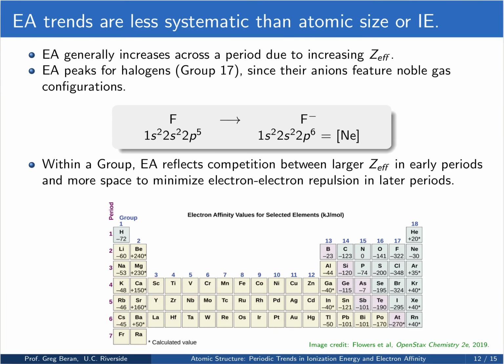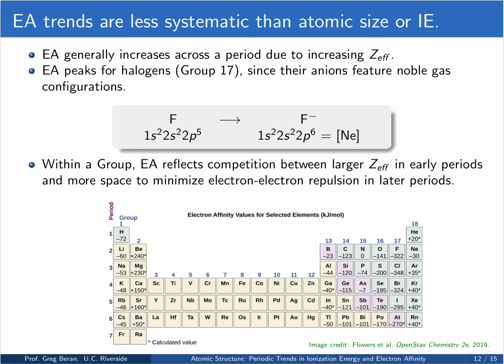Unfortunately, the periodic trends in electron affinity are somewhat less systematic than those for atomic size or ionization energy. Generally speaking, the electron affinity increases as you move across a period due to the increasing Z effective. That extra electron that we're adding can interact more strongly with the nucleus when there's a larger Z effective. The electron affinity peaks for halogens like fluorine, chlorine, bromine, and iodine since their anions achieve noble gas configurations, which are particularly stable. For example, adding an electron to fluorine gives it a neon-like configuration.